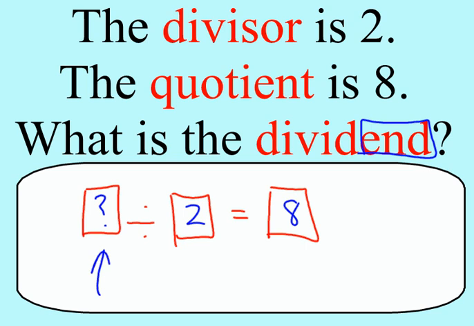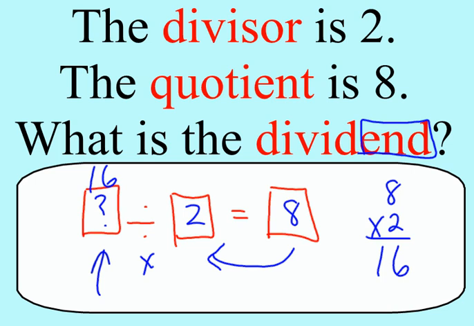So, just like on the last question, I'm going to work backwards. I'm going to start with the 8, and instead of dividing by 2, I'm going to multiply by 2. I'm going to do the opposite or the inverse operation. So what is the dividend? The dividend is 16. Let's double check that. Is 16 divided by 2 8? Yes, so it checks.